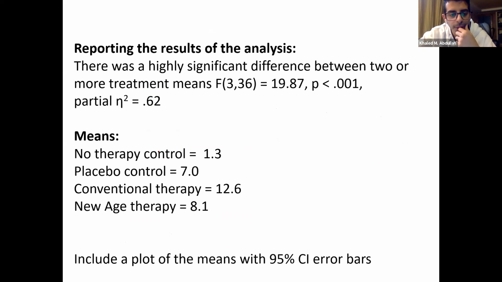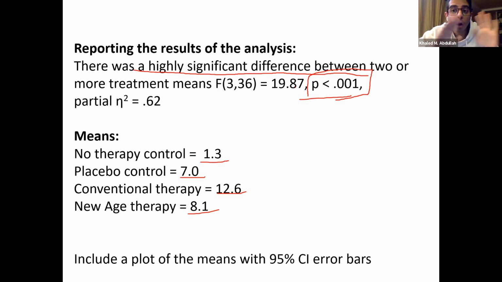Then he reports the results. He tells you the means and so on. And he intentionally gives you all of them and intentionally shows you the p-value so that you can make your decision. What does this p-value mean? It means that there was a highly significant difference between 2 or more treatment means. That's all you can understand from this p-value.